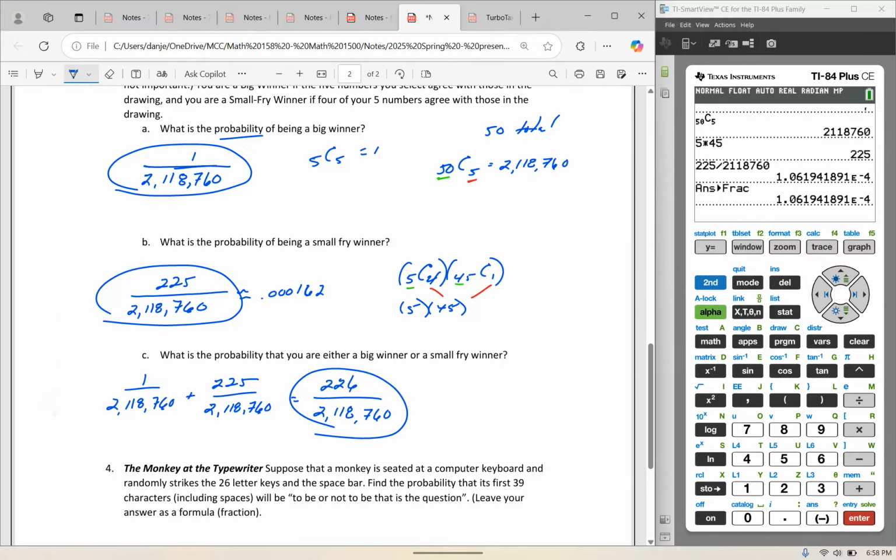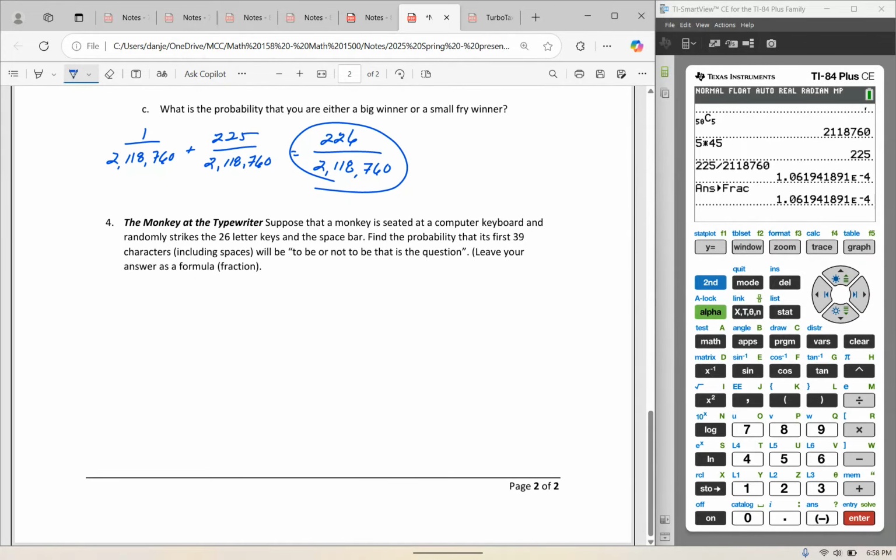Okay. Last example that'll go fairly quickly. Monkey at a typewriter. Okay, suppose that a monkey is seated at a computer keyboard and randomly strikes the 26 letter keys and the space bar. Find the probability that its first 39 characters will be to be or not to be, that is the question. Okay, we want to leave this as a fraction or a formula. The WebAssign assignments will ask for a formula.